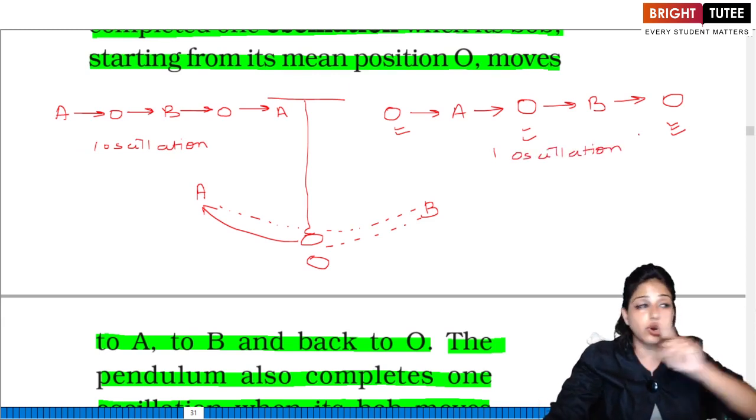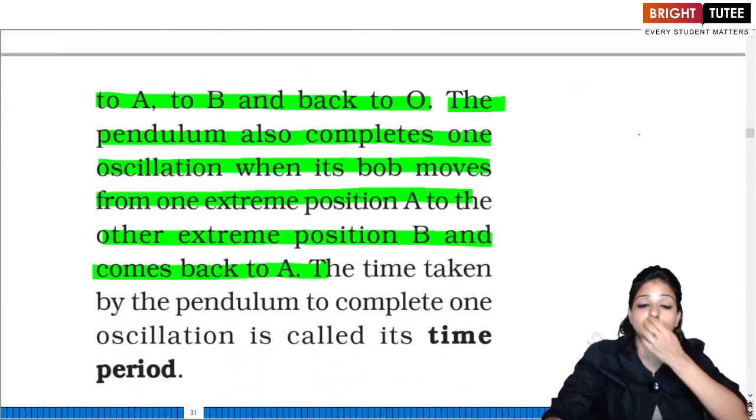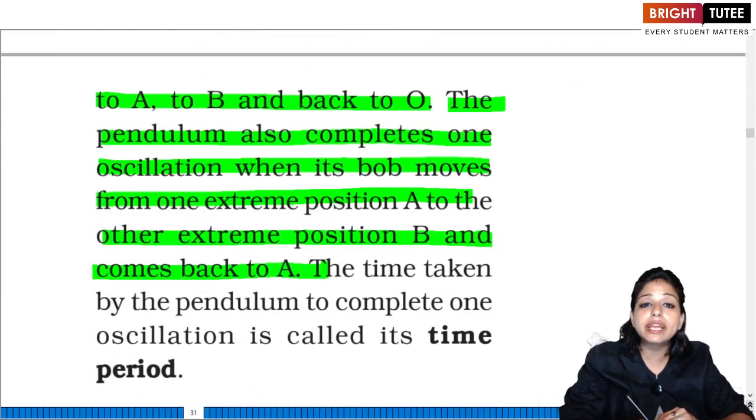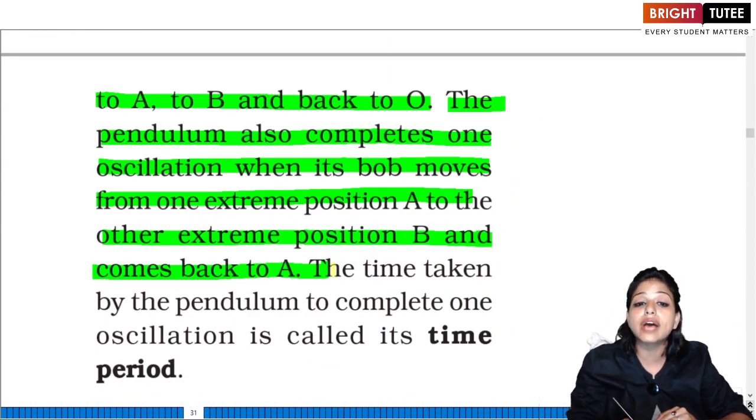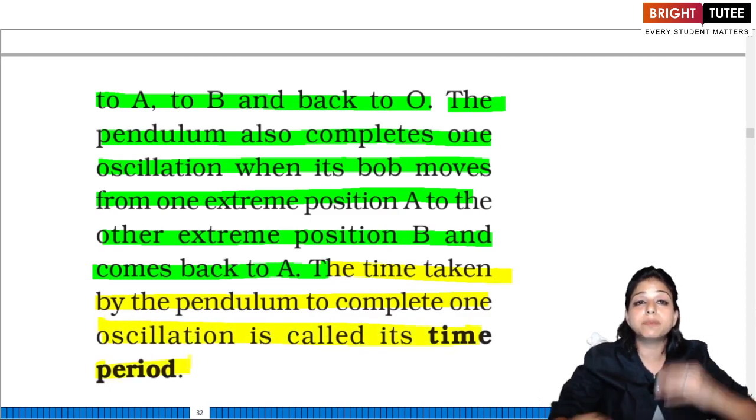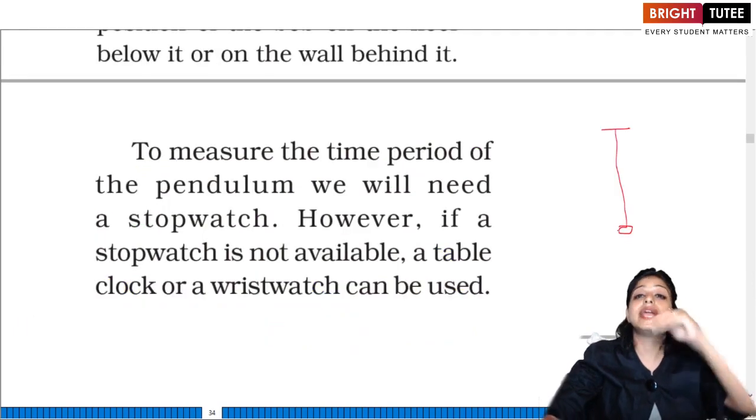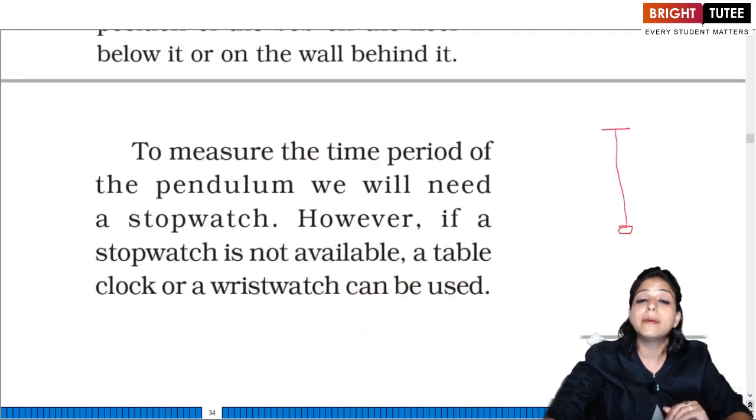One full to and fro motion is called one oscillation. The time taken by the pendulum to complete one oscillation also has an important name, which is called the time period, and this is how our clocks work. With each periodic motion, we say a unit of time has passed.